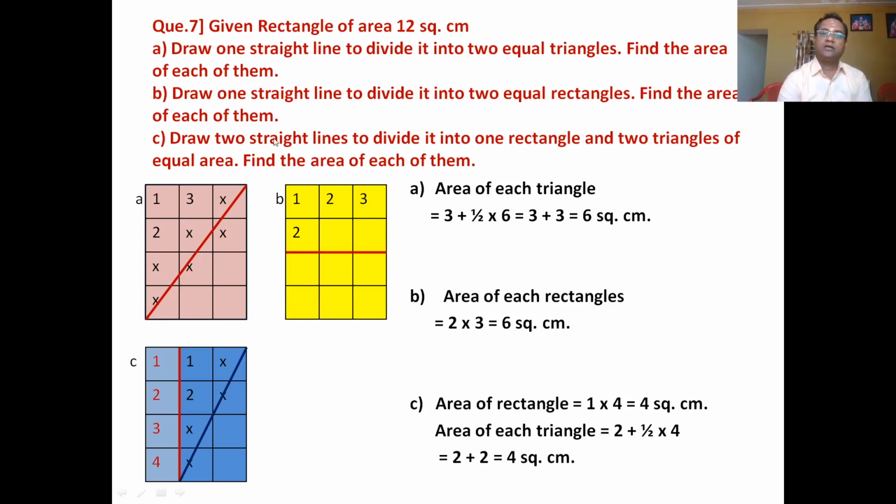Now part C says you have to draw two straight lines, not one, to divide this given rectangle into one small rectangle and two triangles of equal area and find the area of each of them. Here what I have done is I have first drawn a red line so that I can cut it into one piece of rectangle.